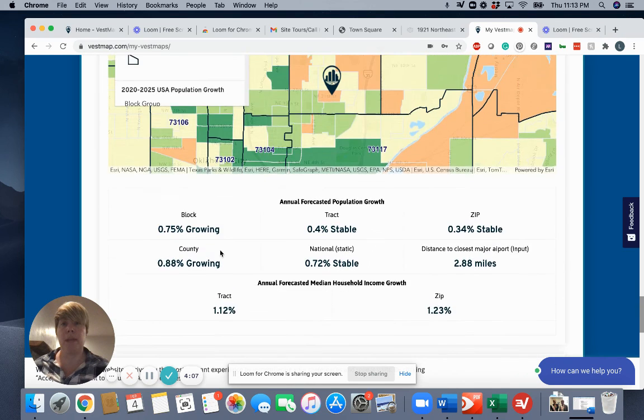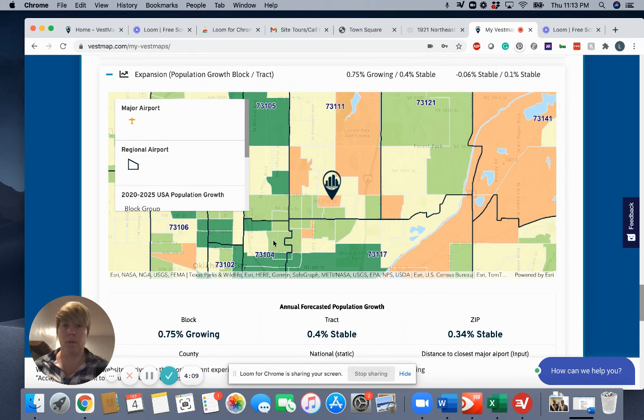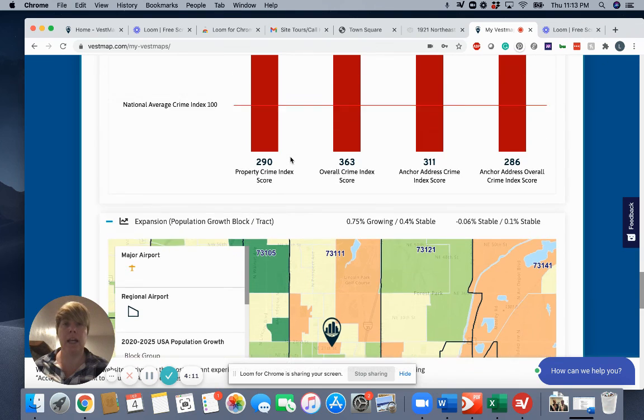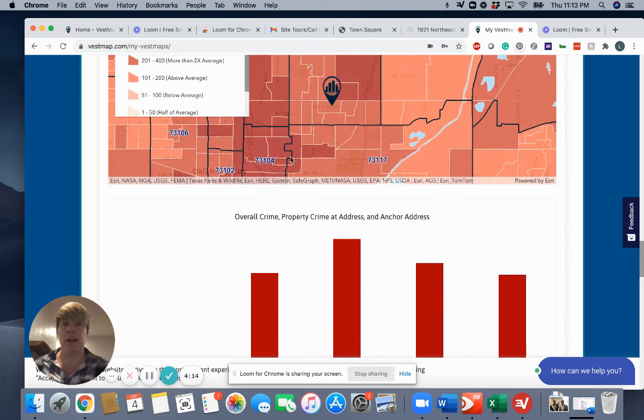So that's me looking at a potential market, Oklahoma City, starting to look at properties and finding this one that is definitely a pass for me.